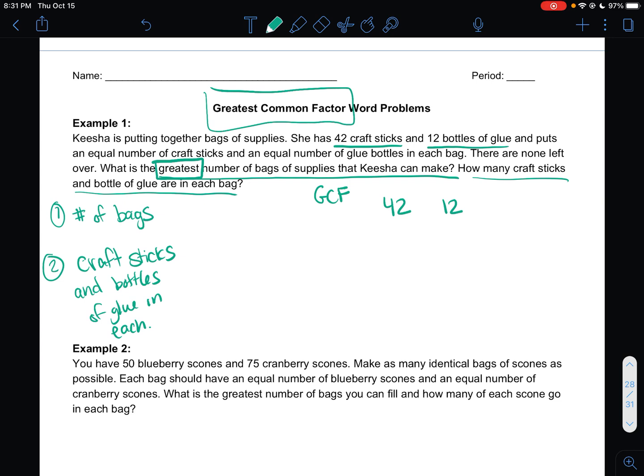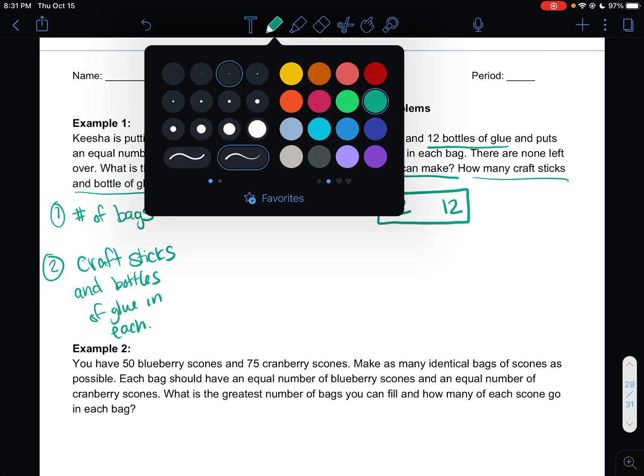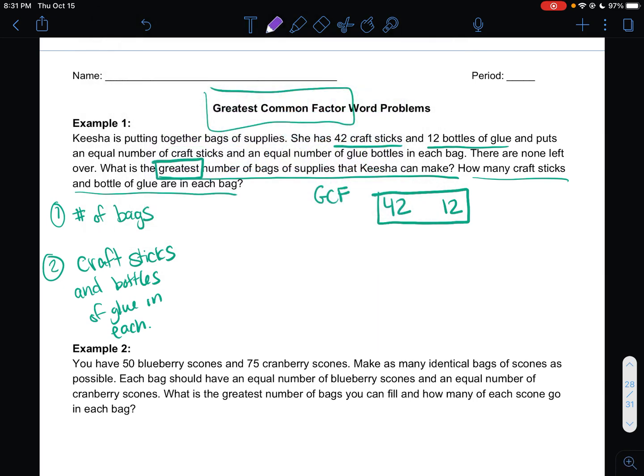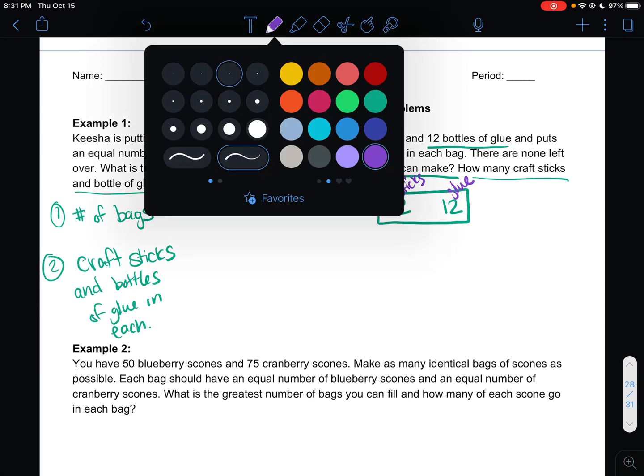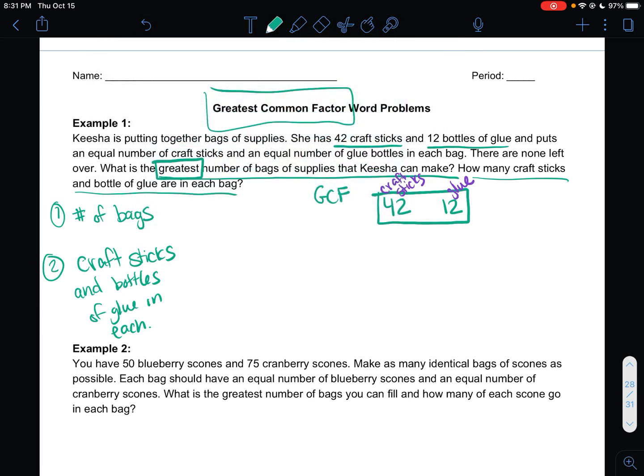So I'm going to use the cake method because the cake method actually kind of answers both questions for you. That's why I love the cake method so much. So I'm going to put those 2 numbers inside my first layer of cake. I am actually going to label what each number represents, and you'll see why in a second. So this is craft sticks, and then the 12 is the glue. So then from here, we're just going to go and find the greatest common factor. So my prime numbers go on the side, so I know what to divide by. And then we'll start with 2.